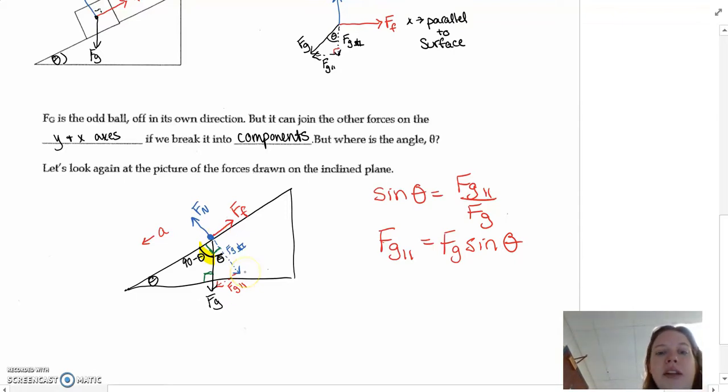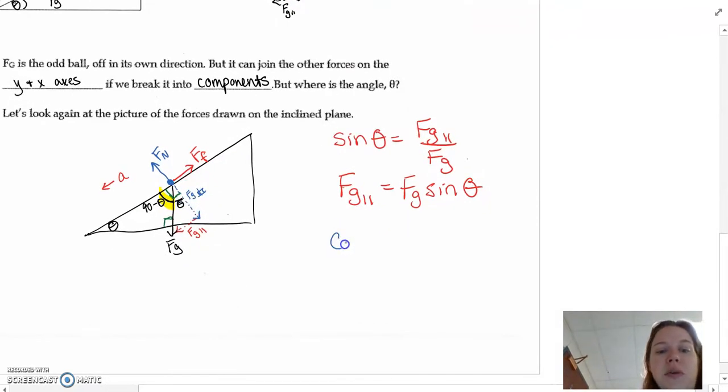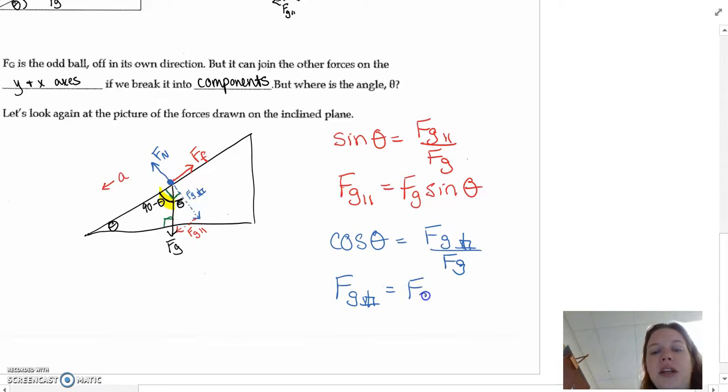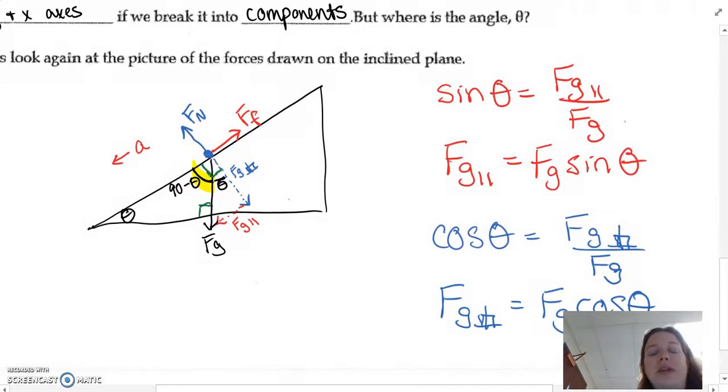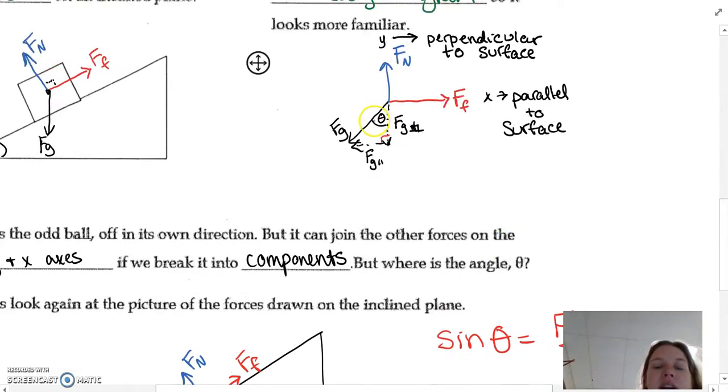And FG perpendicular is this side that's adjacent to the angle theta, and so we're going to find it using cosine, just in the same way. FG perpendicular over FG. So FG perpendicular is FG cos theta. So this is really easy to see if you have a really well-drawn triangle. So I like to remember that this angle here, theta, is like kind of an armpit angle. It goes toward the normal force here.